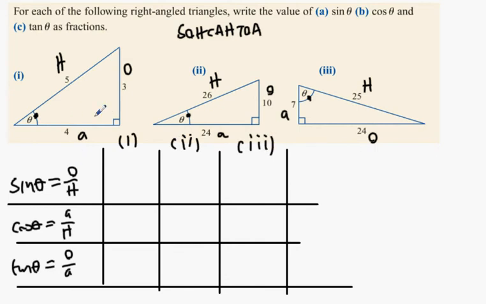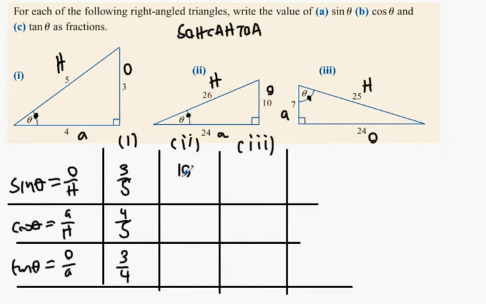For the first question, opposite over hypotenuse is 3 over 5. For cos, adjacent over hypotenuse, 4 over 5. And then tan theta for the first question, 3 over 4.